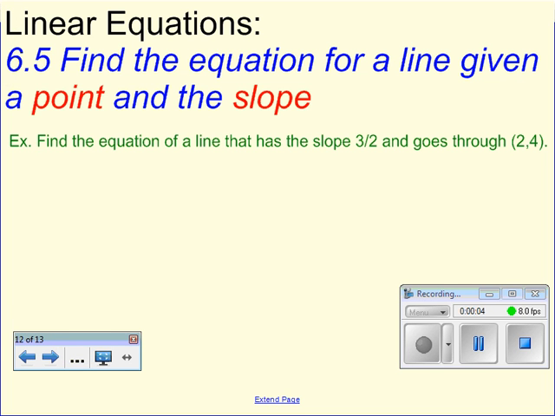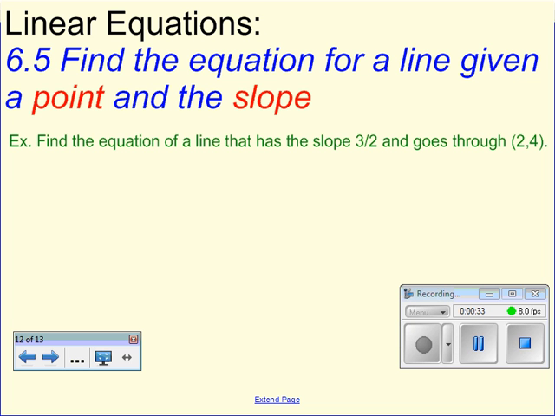This is Linear Equations 6.5, finding the equation of a line given a single point and the slope. So in this lesson, we're looking at the point-slope form of an equation. I want to find an equation, for example, that has a slope of 3 over 2 and goes through a certain point. But one thing I don't know is its b value or the y-intercept value.